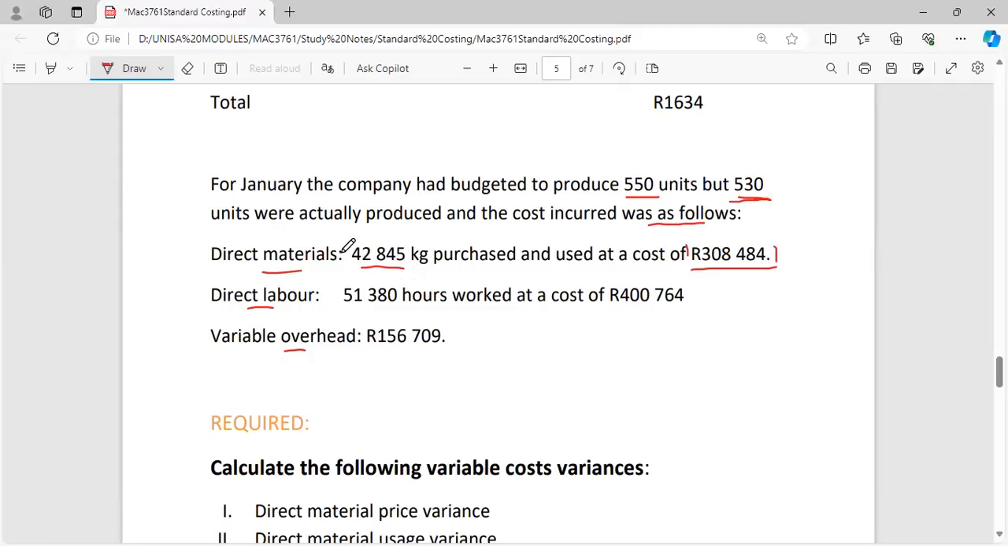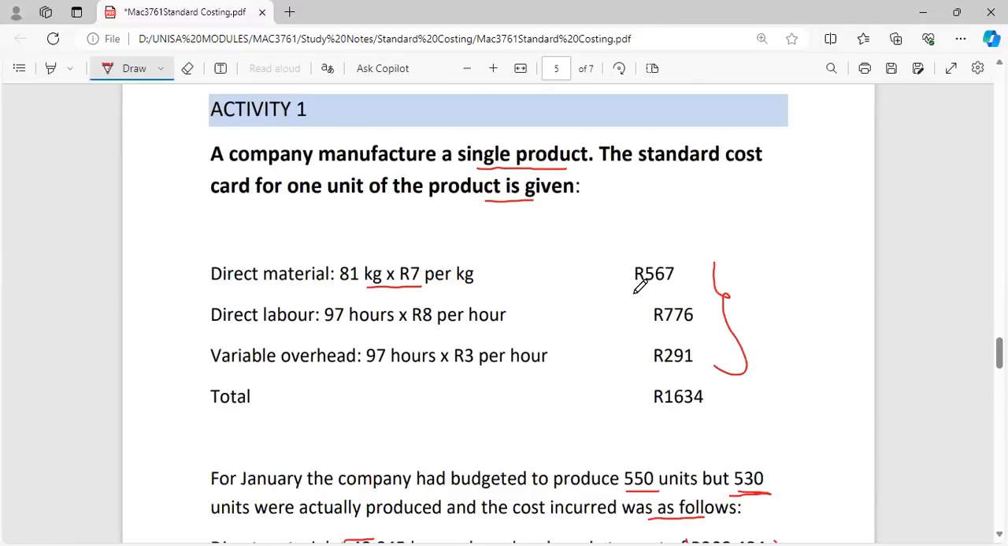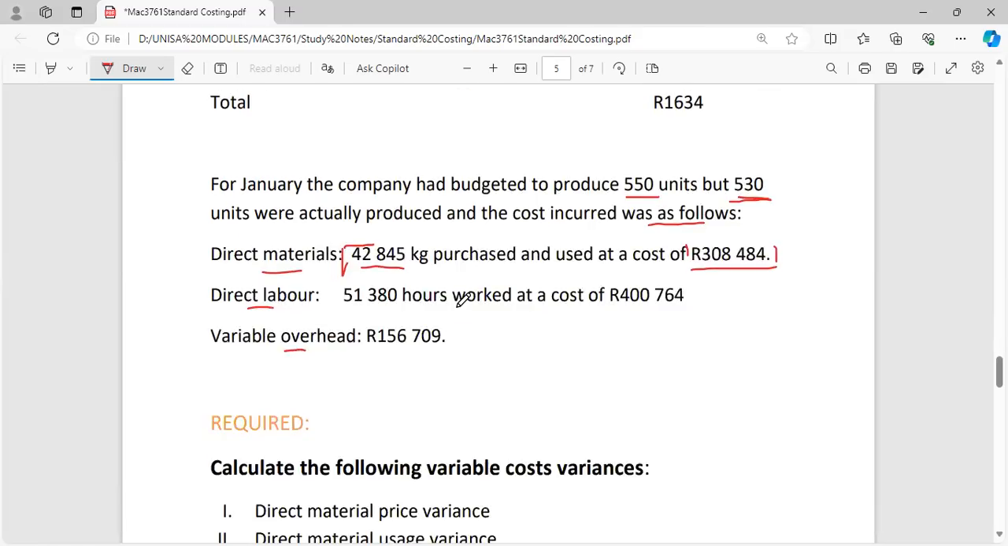I think we should use this one instead of 530, because if we use 530, we should not be looking at 7 Rand per kg. It means we should come to the total. So if we are dealing with per kg, then this is where we are. Direct material is 42,845 kg purchased. So our actual quantity must be here.